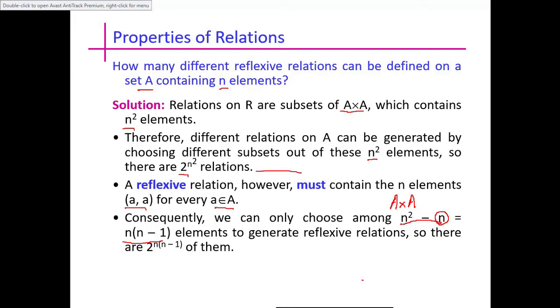So by fixing these n elements, we need to choose the subset of A cross A from n square minus n elements, and that will be n into n minus 1 elements. So the total number of them will be 2 raised to the power n into n minus 1.